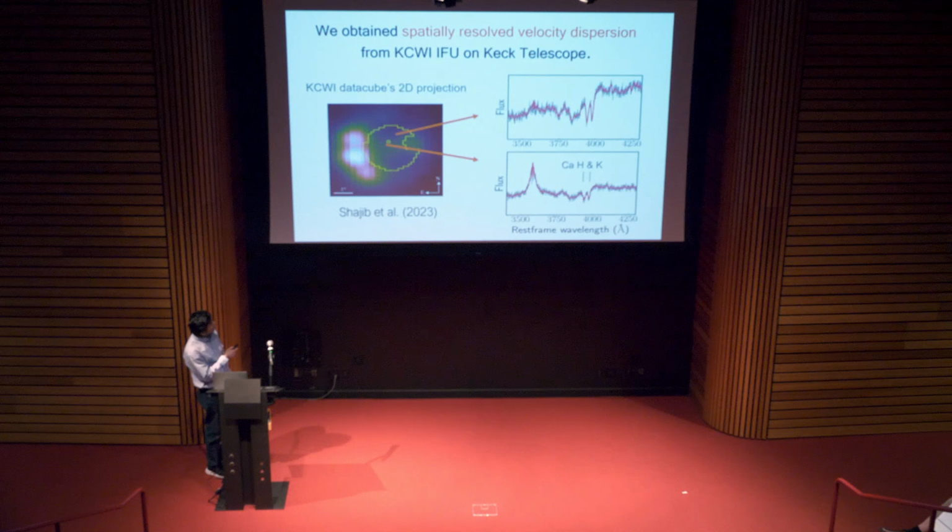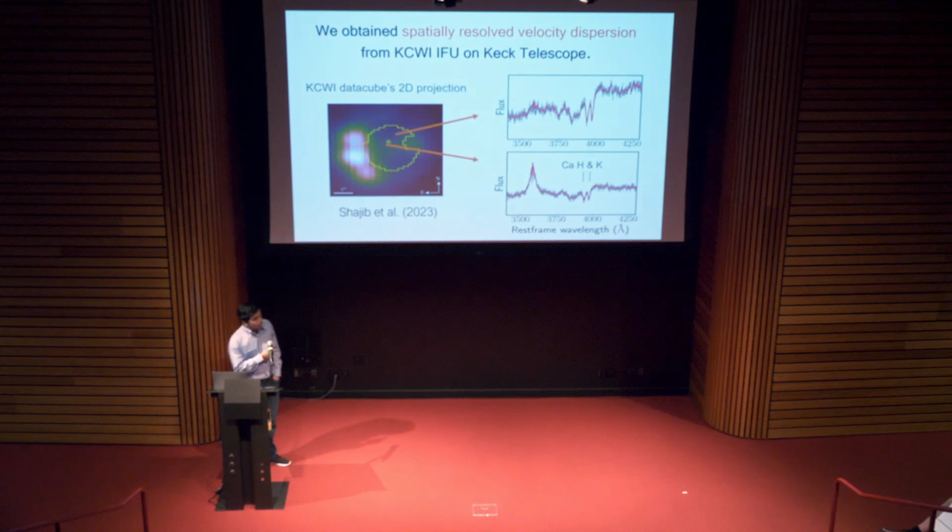We observed this RXJ1131 lens system using KCWI. Here is a white light image of the data cube, and you can see here the data from 2 different spectra, and you can see how the contribution from the lensing galaxy and the quasar is changing when the position of the spectrum is changing. We only use data within this yellow contour. And again, this is the first time we are using spatially resolved velocity dispersion data to measure the Hubble constant.